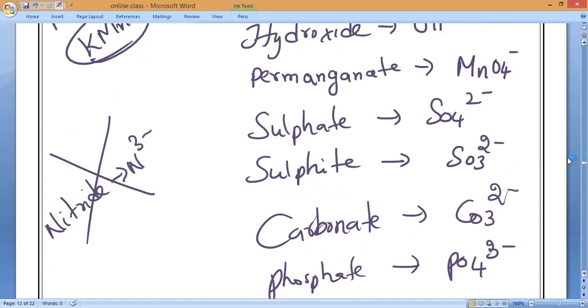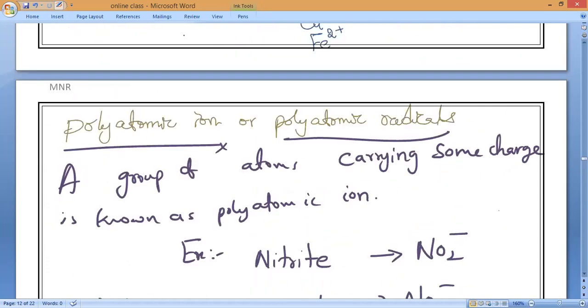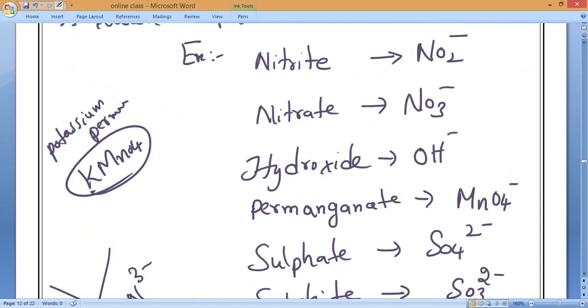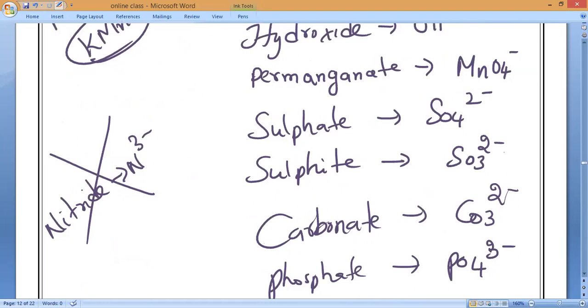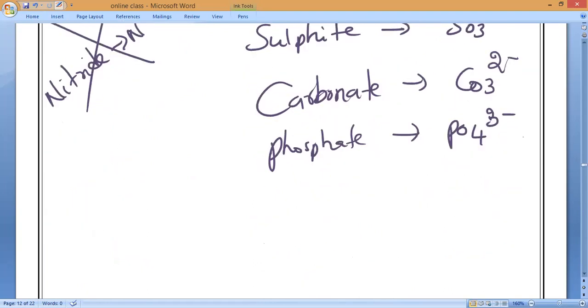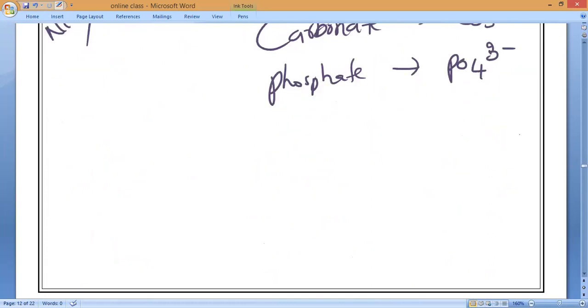Now, have you noticed what is the charge of every polyatomic ion? Notice it everywhere: nitrite, nitrate, hydroxide, permanganate, sulfate, sulfite, carbonate, phosphate, everything. What is the charge? Negative charge only. So the one and only polyatomic ion with a positive charge is the ammonium ion, NH4 plus. Please remember, this is the one and only positive polyatomic ion. Hope everybody is clear?